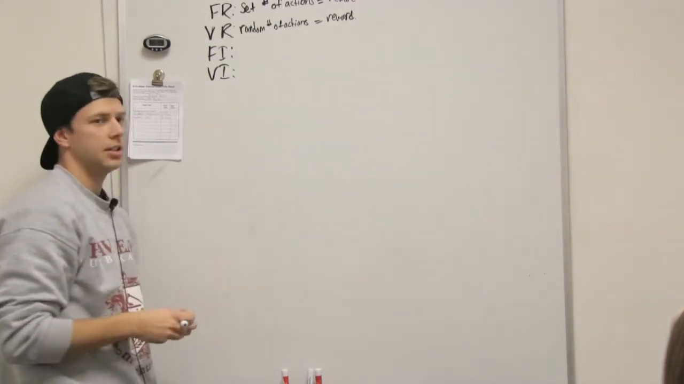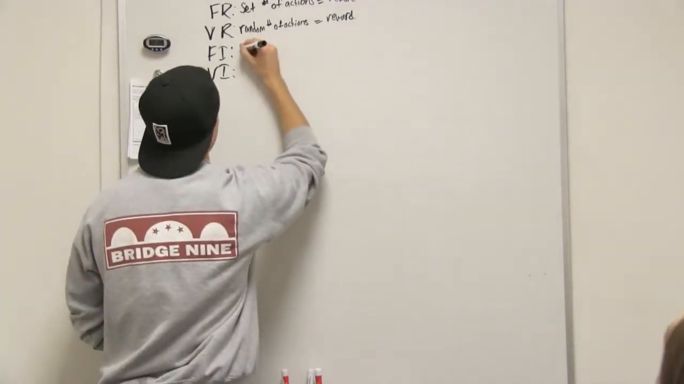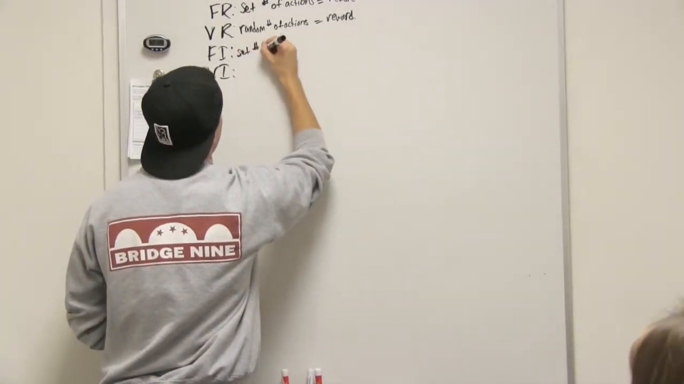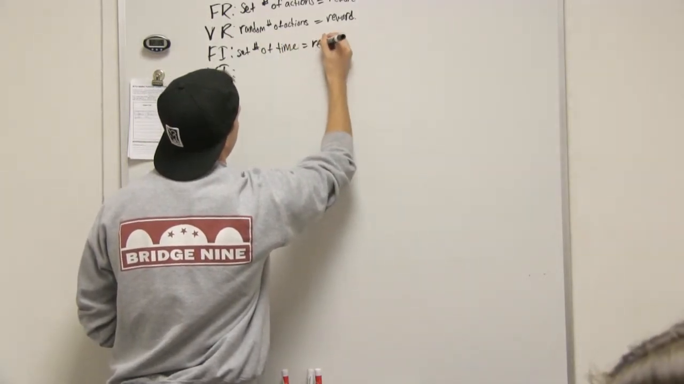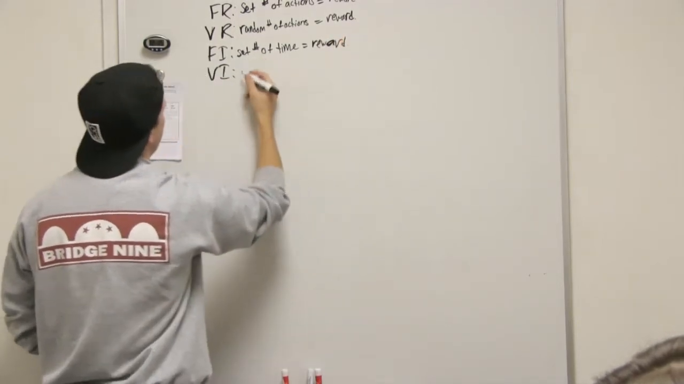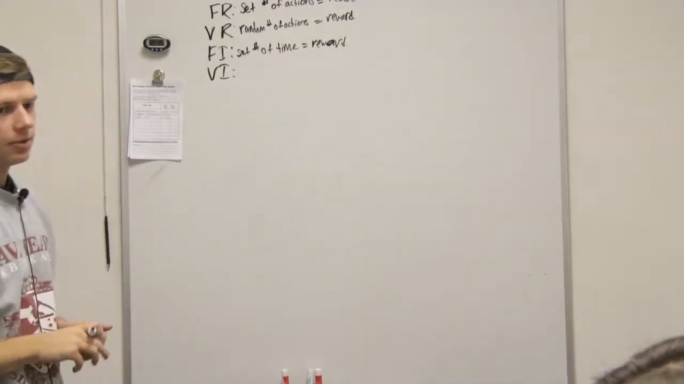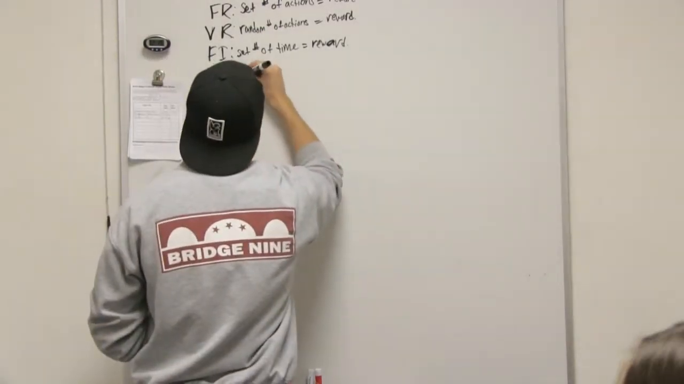Now what about fixed interval? It's a set amount of time before you get the reward. A set amount of time equals a reward. Okay, now what about variable interval? A random amount of time equals a reward. Right, exactly.